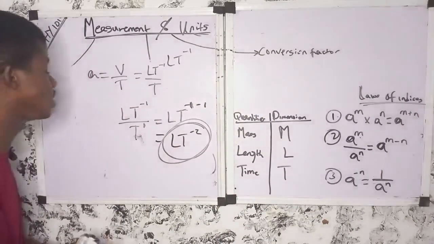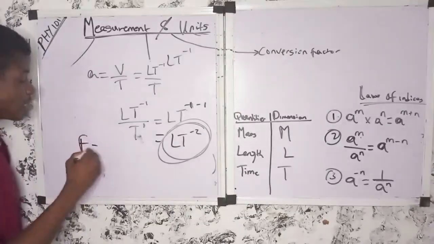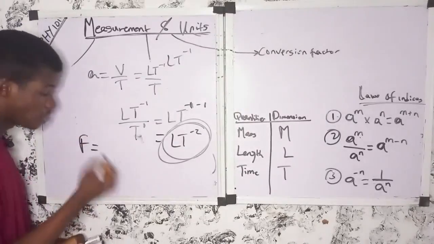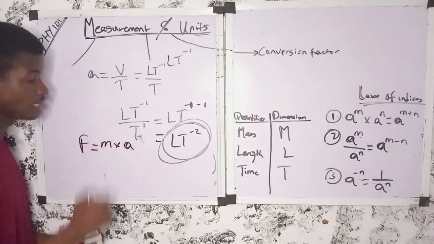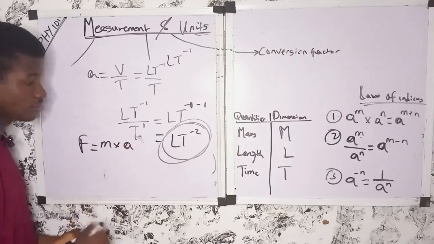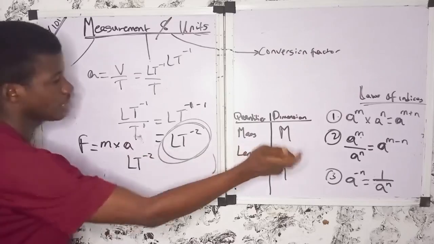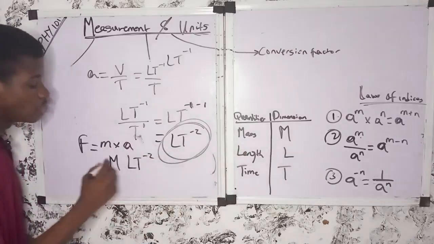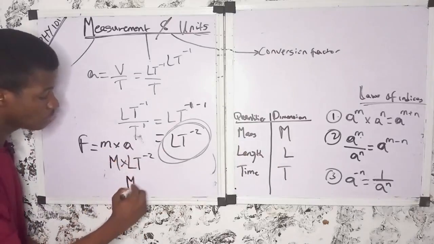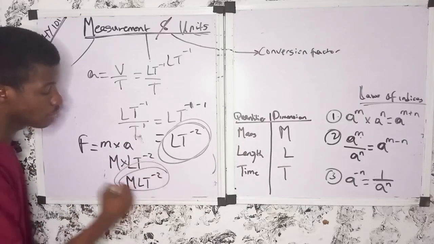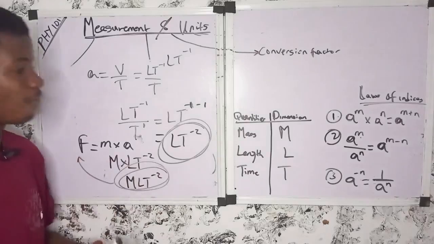Let me just do one more point: the dimension of force. Remember, I told you guys that you need to know the formula of force. Force is mass times acceleration, right? The dimension of acceleration is L T raised to power -2. The dimension of mass is capital letter M. So if you multiply everything, we land with M L T raised to power -2. So this is the dimension of force.